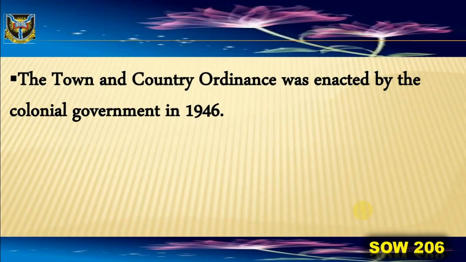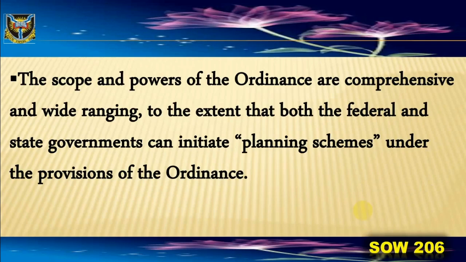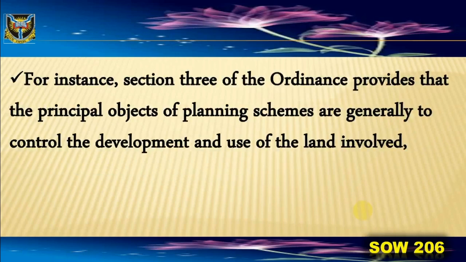The Town and Country Ordinance was enacted by the colonial government in 1946. The ordinance, which was modeled on the United Kingdom's Town and Country Planning Acts of 1932, today provides the legislative basis of all laws governing urban and regional planning in Nigeria. The scope and powers of the ordinance are comprehensive and wide-ranging, to the extent that both the federal and state governments can initiate planning schemes under the provisions of the ordinance.